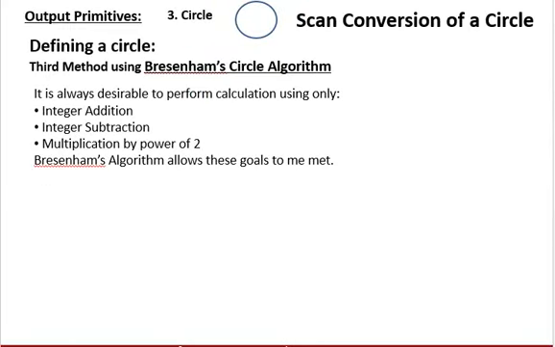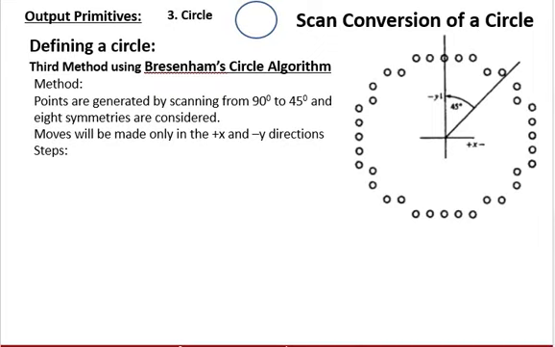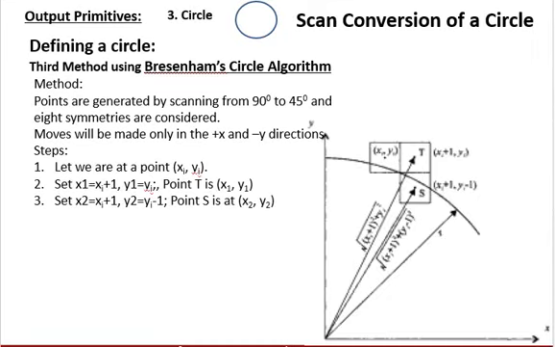Here is our Bresenham circle algorithm. By applying this Bresenham circle algorithm, we can draw a circle in a very easy and convenient way. From the exam question point of view, the Bresenham circle drawing algorithm is very important. Here, points are generated from 90° to 45° and 8-way symmetry is considered. Here we have considered only the plus x and minus y direction. The steps are given here.